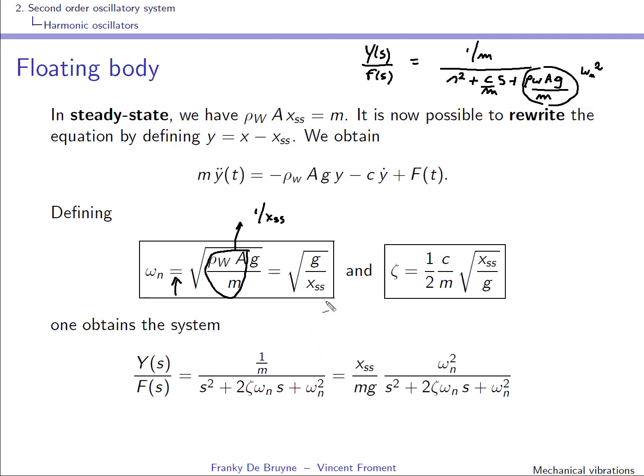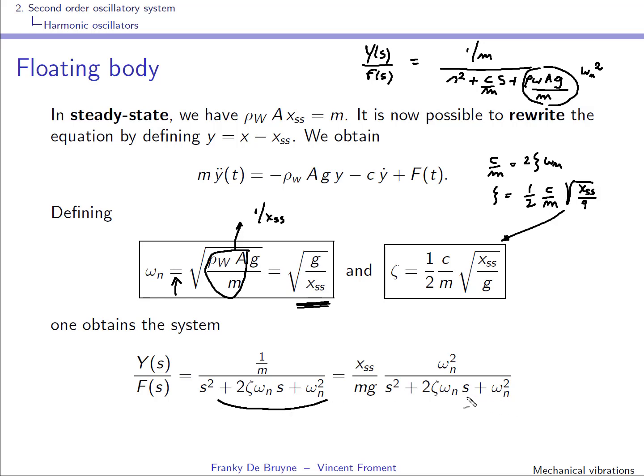So one way of writing the natural frequency is like this, and then c over m, well, we write it as 2 times zeta omega n. So zeta, the damping factor, is 1/2 c over m times 1 over the natural frequency, which is written like this, and this is indeed what we obtain, right? So this is the transfer function that we have obtained.